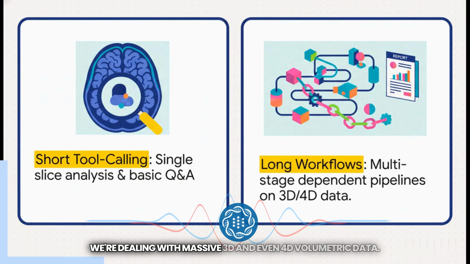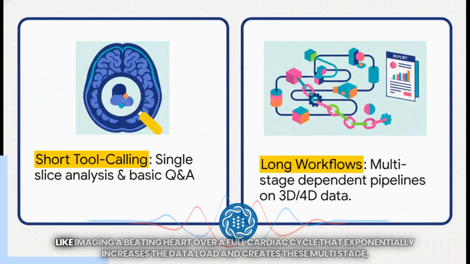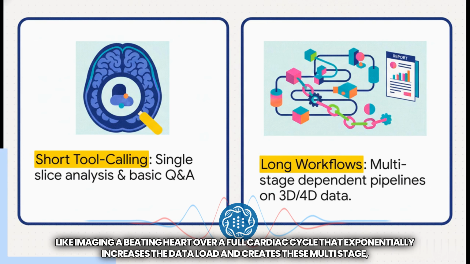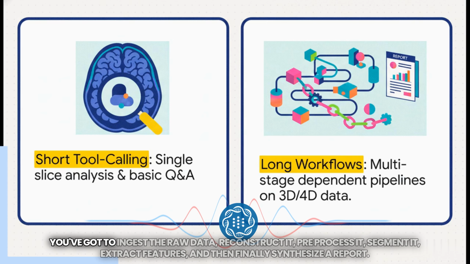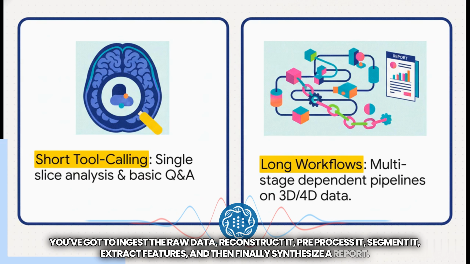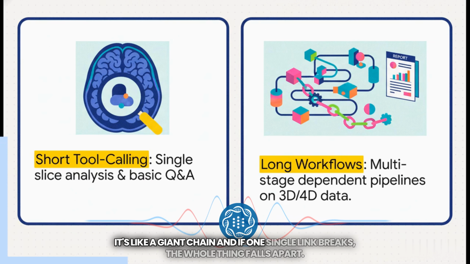We're dealing with massive 3D and even 4D volumetric data. And that fourth dimension is time, like imaging a beating heart over a full cardiac cycle. That exponentially increases the data load and creates these multi-stage, highly dependent pipelines. You've got to ingest the raw data, reconstruct it, pre-process it, segment it, extract features, and then finally synthesize a report. It's like a giant chain, and if one single link breaks, the whole thing falls apart.